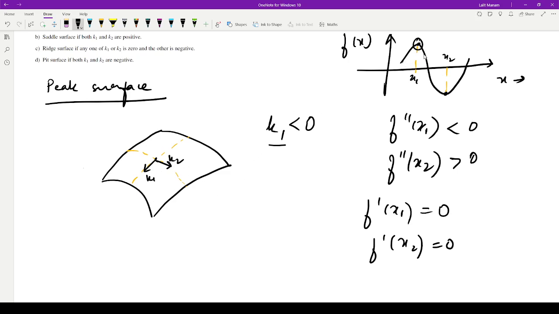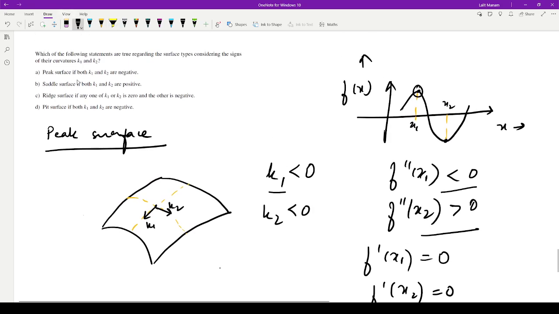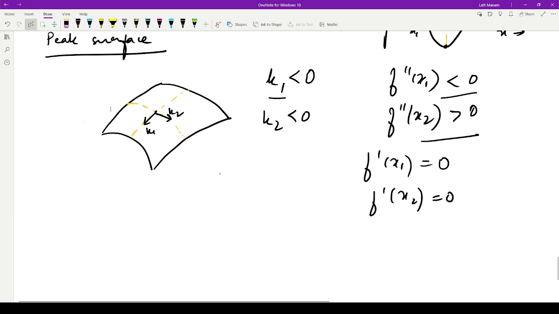So as you can see here, for maxima the second derivative is less than zero. For minima, the second derivative is greater than zero. So here for peak surface, in both the directions, it should be the maxima. It's a peak surface. So that means k1 is less than 0 and k2 is less than 0. So given these two things, what do you say? Peak surface, if both k1 and k2 are negative, is it right? Right. Okay, nice. Next.